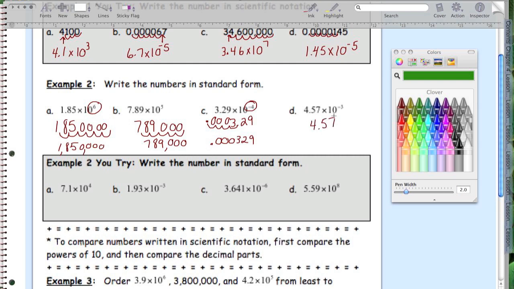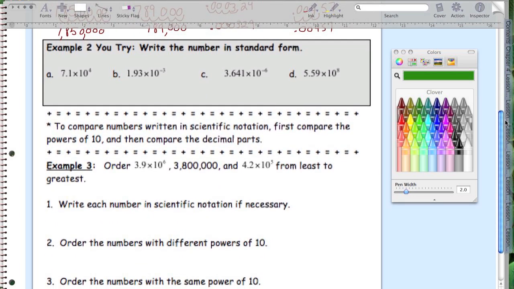4.57 times 10 to the -3rd. So I'm going to go to the left, 1, 2, 3, and I get 0.00457. So if we try these two, these ones down here, same thing, we're writing these in standard form. So 7.1, and I look at my decimal, it's positive, so I'm going to have a big number. So I go 4 spaces to the right, 1, 2, 3, 4. If you really just think about what they're asking, it's going to be a lot easier to figure out which direction you go.